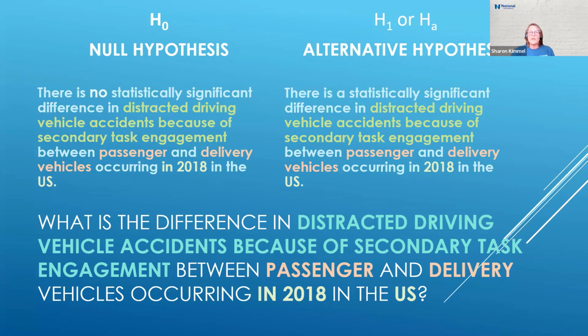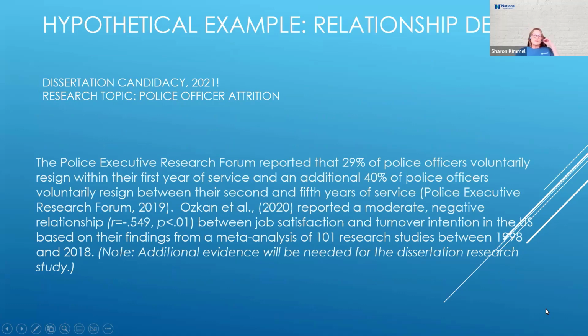Let's look at this for a relationship-based design. Now our dissertation candidate reaches candidacy in 2021. And I'm sorry, it shouldn't be a she. A candidate wants to look at police officer attrition because they're interested in the high attrition rate of US police officers, and the generic problem then is the high attrition rate of police officers, but they've identified that this high attrition rate occurs within the first 5 years of service.